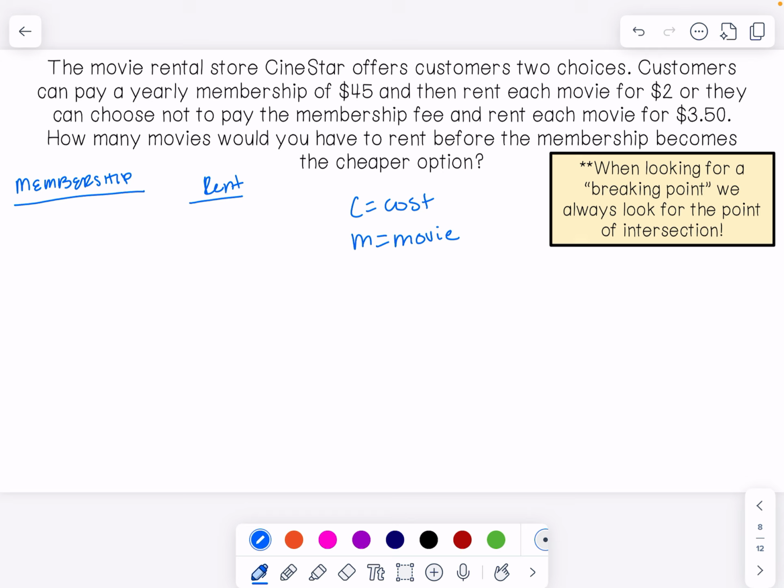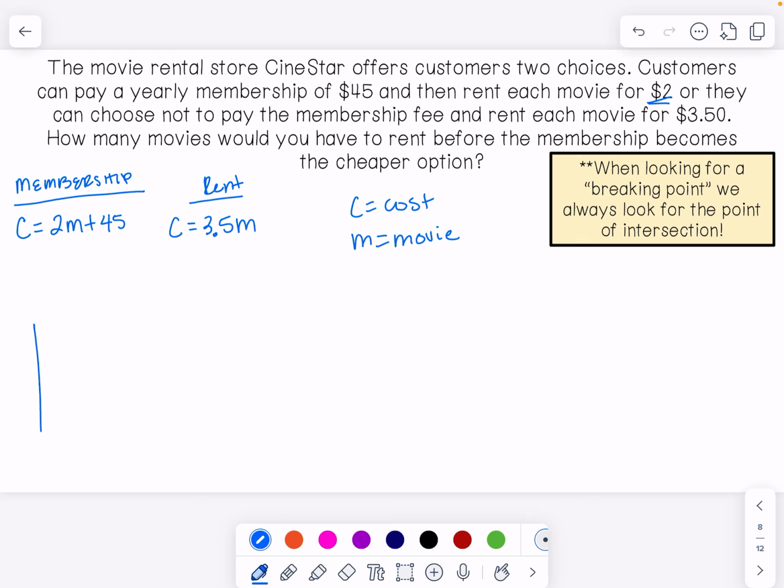If I am doing the membership, then my cost, what I'm paying the company, is going to be $2 per movie. So every movie costs me $2, and then I have my original $45 membership fee. Versus if I'm just renting, then I don't have a membership fee, but I'm paying more per movie. I'm paying $3.50 per movie.